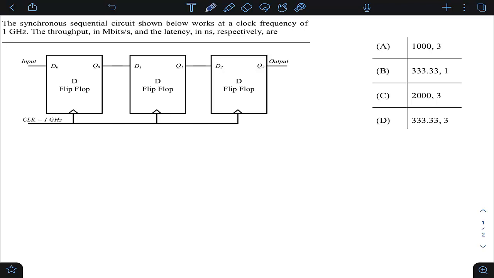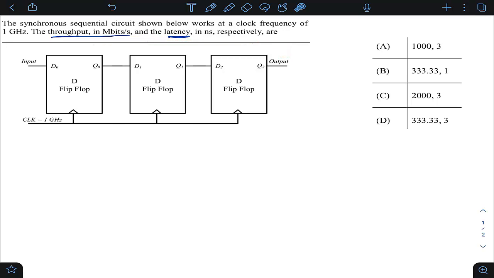Okay, so two parameters we are supposed to find. What is the throughput in megabits per second and what is the latency? So what is the meaning of latency? Latency means what is the delay involved in these circuits. And what is the meaning of throughput? Throughput means how many bits you are receiving at the output in a second. That is what technically we call throughput.